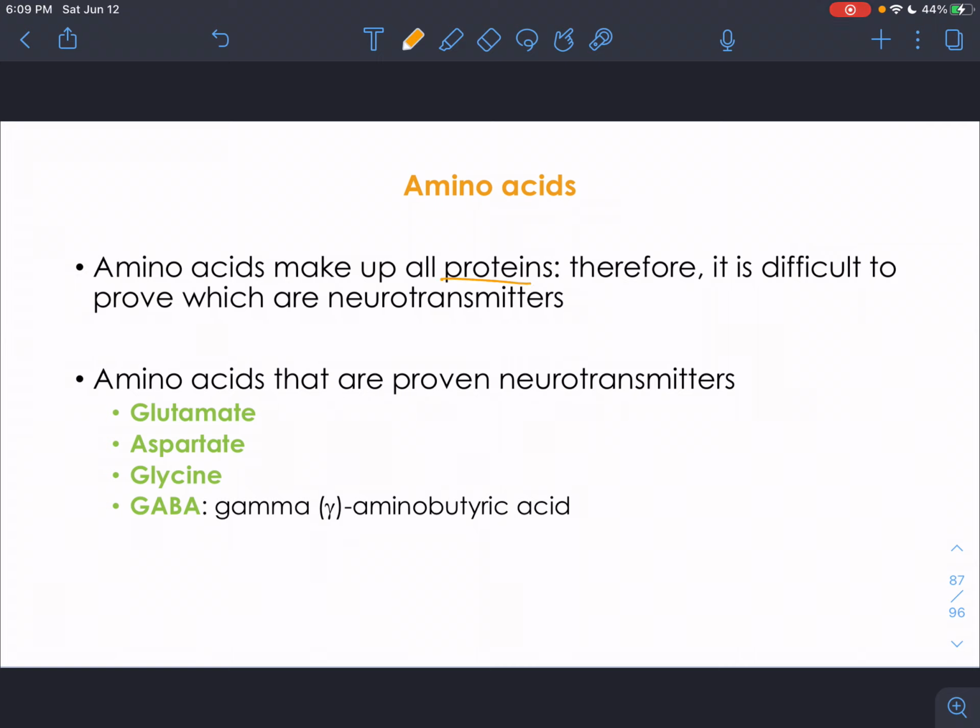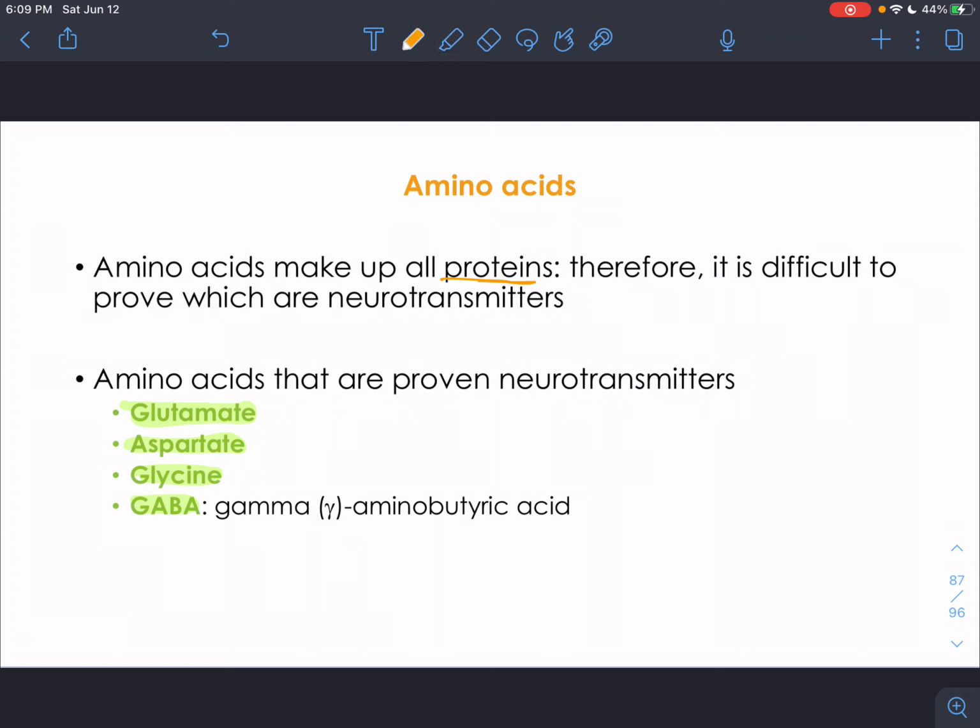Amino acids make up proteins, right? So this class is kind of difficult to prove which proteins are neurotransmitters. There are some arguments about different proteins that may be neurotransmitters, may not. But the ones that are proven neurotransmitters are glutamate, aspartate, glycine, and GABA.